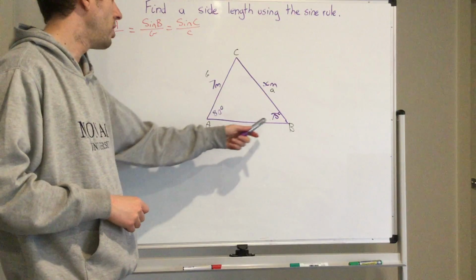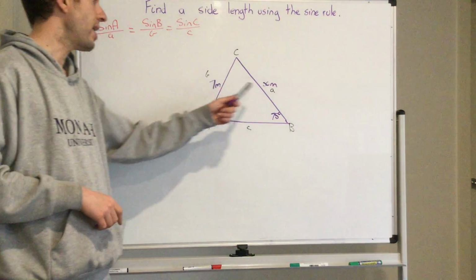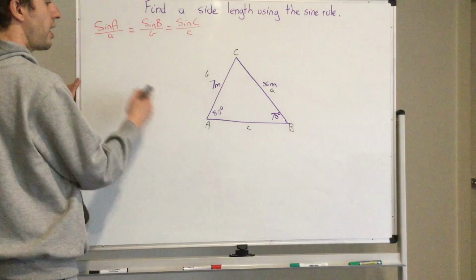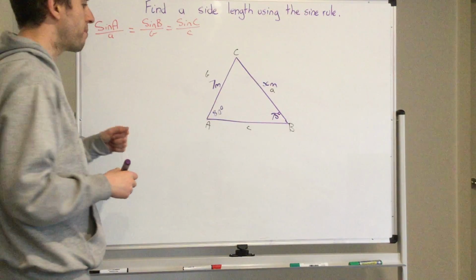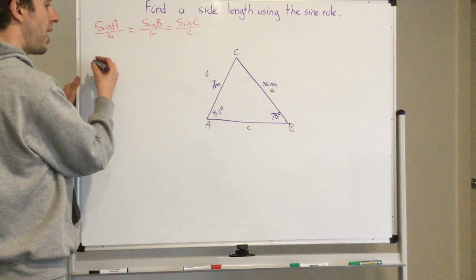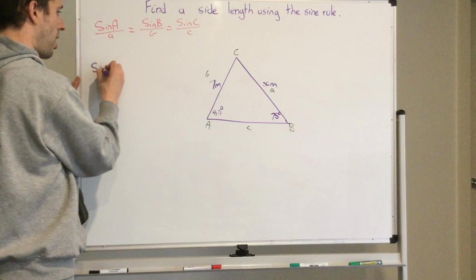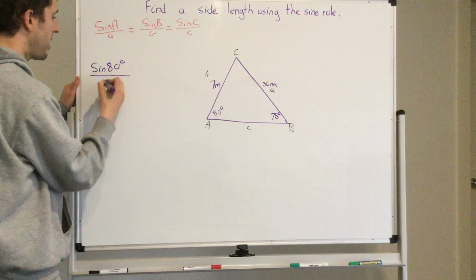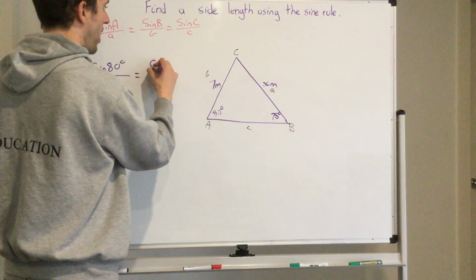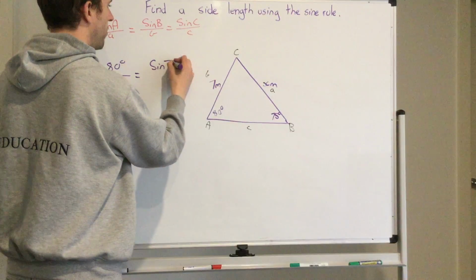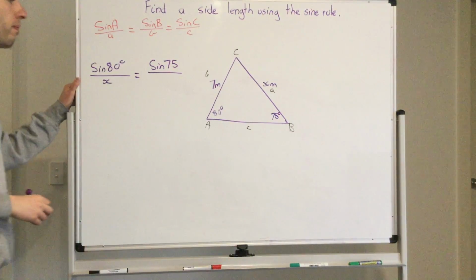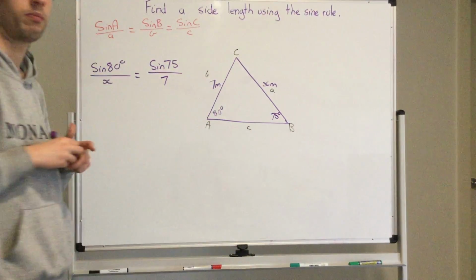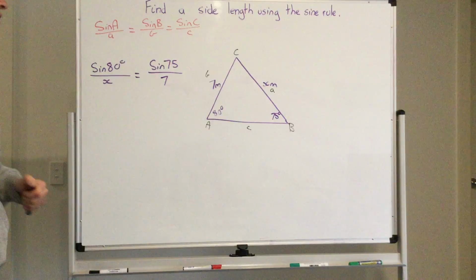So we are looking at A and B. I'm going to just look at those parts of my formula, and fill in all the information that I have. I know angle A, so that is sine 80 degrees. I don't know side A, but it's X. I know angle B is 75, and the side B is 7. So now I've got all my information.